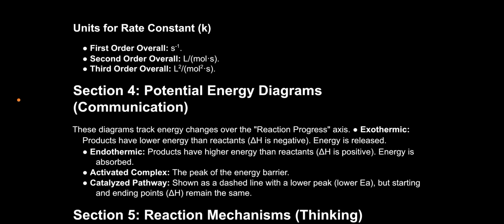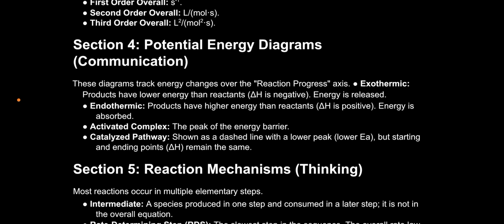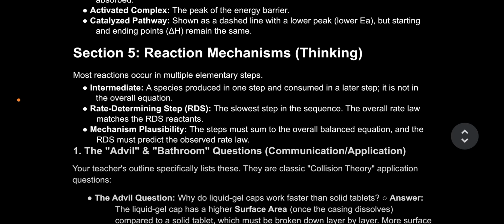Section 4, potential energy diagrams. These diagrams track energy changes over the reaction progress axis. Exothermic: products have lower energy than reactants, ΔH is negative, energy is released. Endothermic: products have higher energy than reactants, ΔH is positive, energy is absorbed. Activated complex: the peak of the energy barrier. Catalyzed pathway: shown as a dashed line with a lower peak, lower Ea, activation energy, but the starting and ending points, ΔH, remain the same.